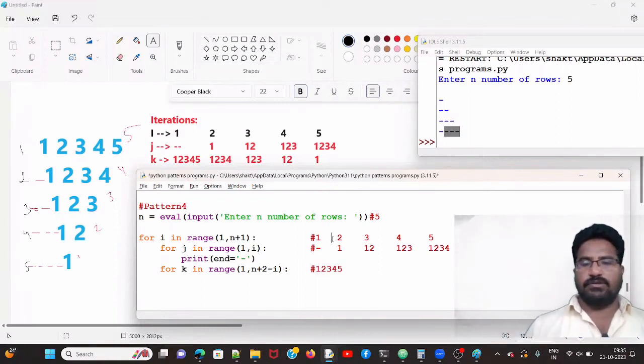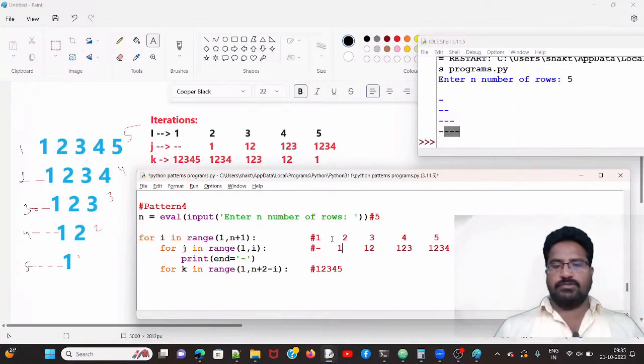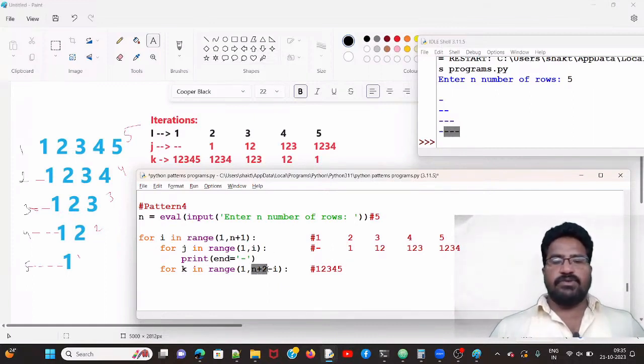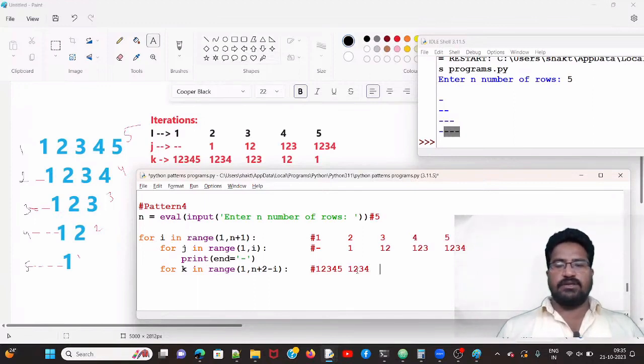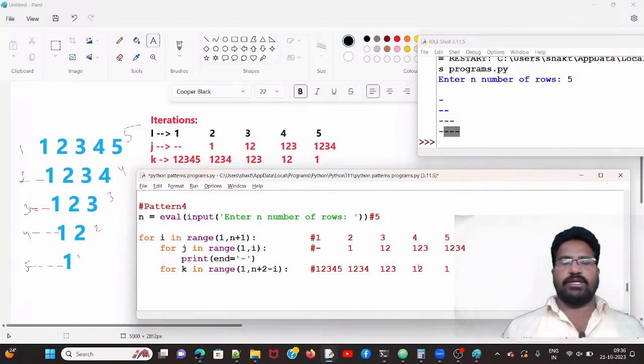Next, when I is 2, 5 plus 2, 7, 7 minus 2, 5, 5 before 4, so that it iterates 4 times. When I is 3, 5 plus 2, 7, 7 minus 3, 4, 4 before 3, so 1, 2, 3, 3 times. Next, when I value is 4, 5 plus 2, 7, 7 minus 4, 3, 3 before 2, so 1, 2, then lastly 1, like this.